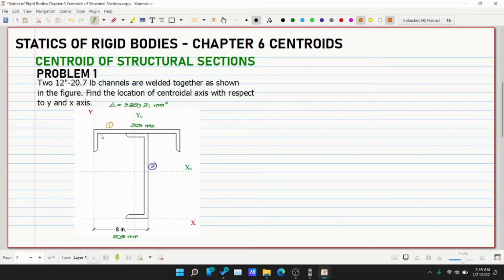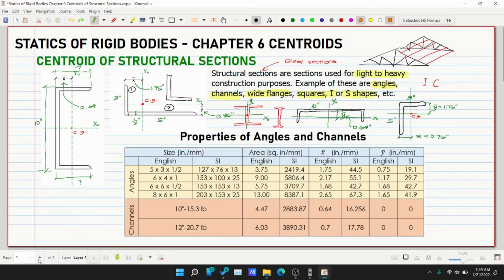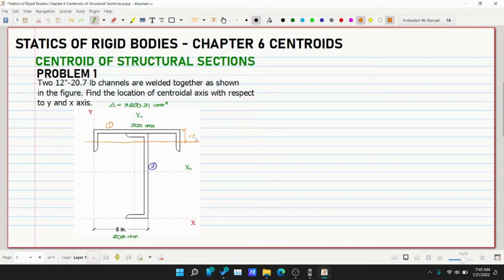For section 1, this is its centroid, and this is the 0.7 inches. Let's convert to millimeters. How many millimeters is that? 17.78 millimeters. For section 2, this is the location of its centroid, which is also equivalent to 17.78 millimeters.